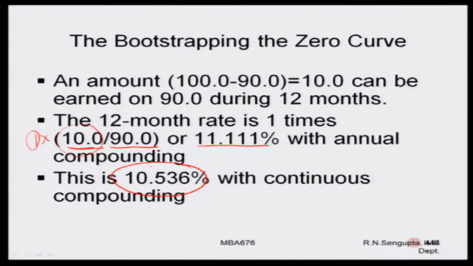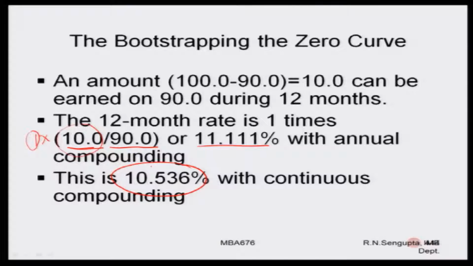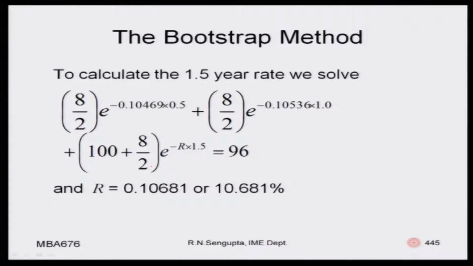compounded. So, we have found out all the values of continuous compounding case for the case when it was being done on a quarterly basis, for the case when it is being done on a semi-annual basis, and for the last case which you are seeing on the slide, 10.536 is for the annual basis. So, now what we need to do is go to the next step.